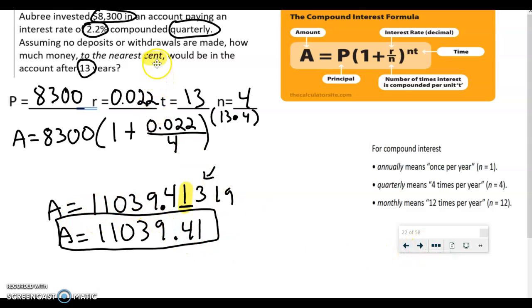And since it says round to the nearest cent, what we want to do is look at the number that's the cent, which is 2 decimal places. Look to the right of it and see that it's 3, which is 4 or less, so we round down. So we take off the rest of this, and you got $11,039.41.